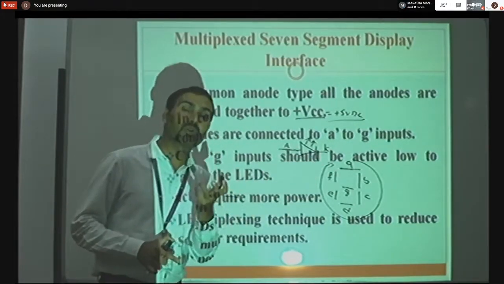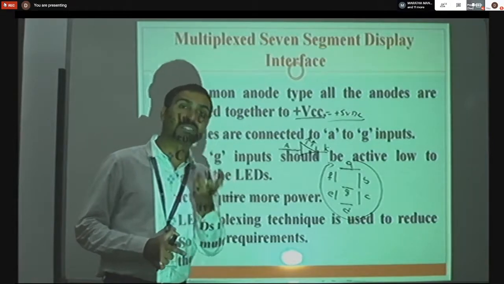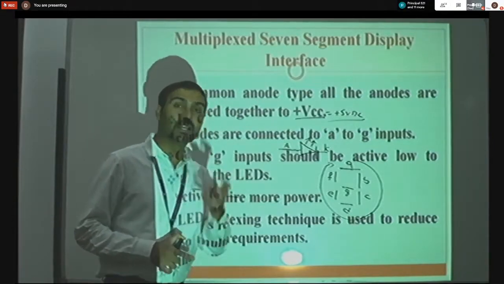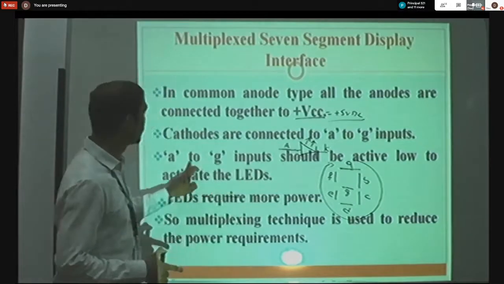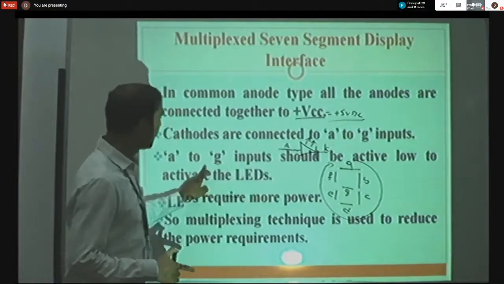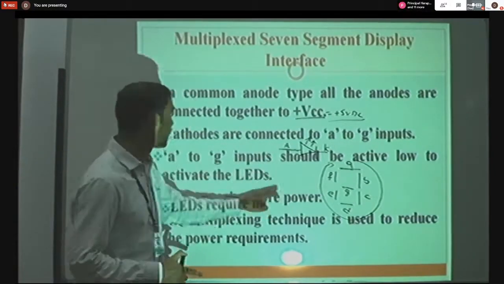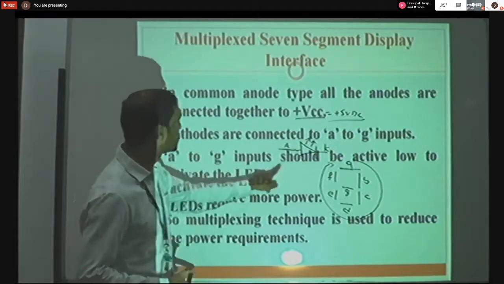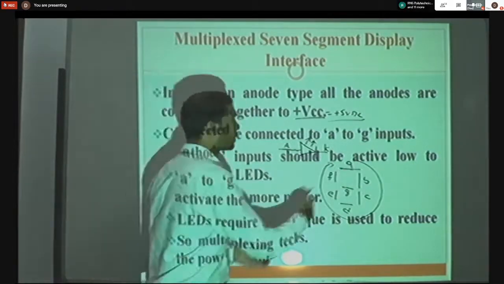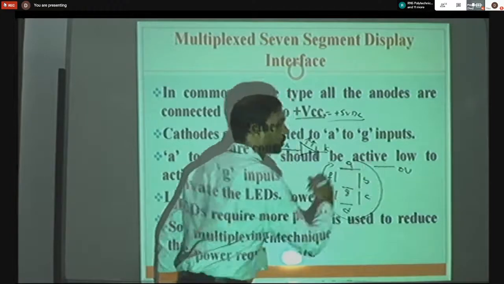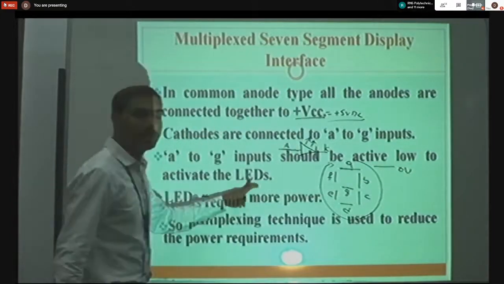Why is ground called active low? Because the ground voltage is always 0 volts. That's why the cathode should be connected to A to G, and when they are connected to ground, the A to G input should be active low. Active low is nothing but a 0 voltage or ground voltage to activate the LEDs.